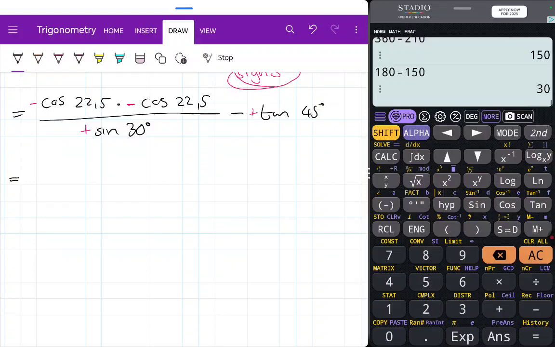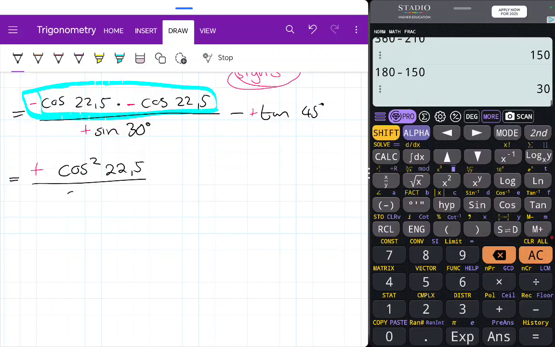But not only can we drop that, can you see that these two are identical? I don't know if you want me to do it in separate steps, but okay. So we're saying that minus and minus makes plus. But if I have cos 22.5 multiplied by cos 22.5, I actually have cos squared 22.5 divided by sine of 30 minus tan of 45 degrees. I hope that you can see that, right? Tan of 45 degrees. Next step.